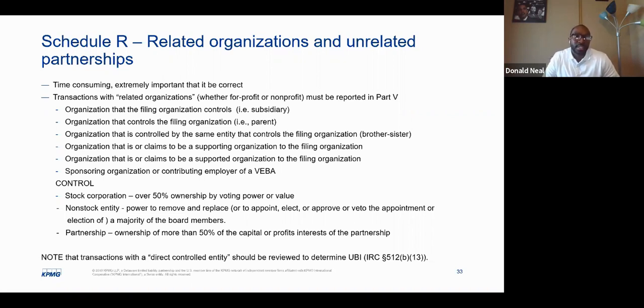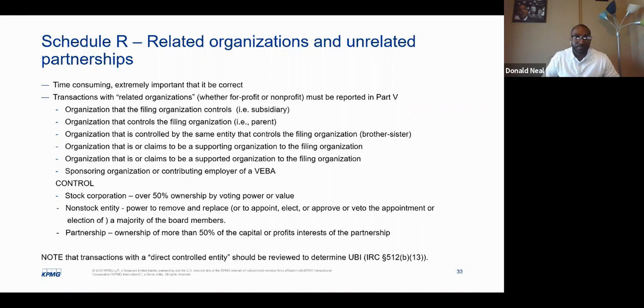Part 2 deals with transactions with any of your related organizations that are other nonprofits. You would list those in Part 2 of Schedule R. Part 3 is partnerships. Part 4 is any corporations that are related. And you may have partnerships listed there as well if you get any unrelated business income. So that's two things to think about.